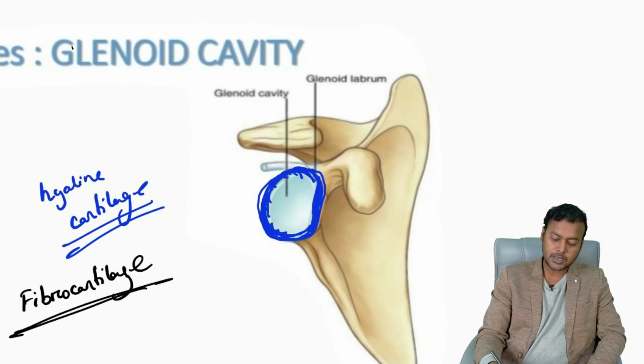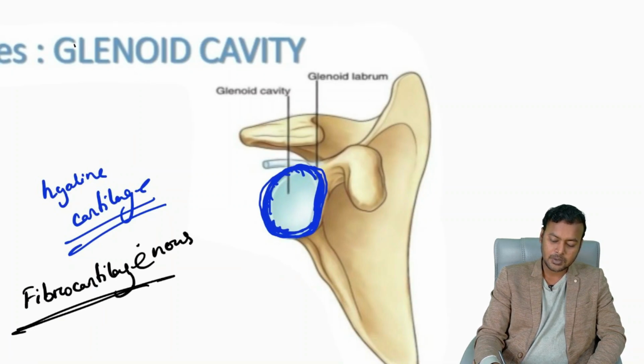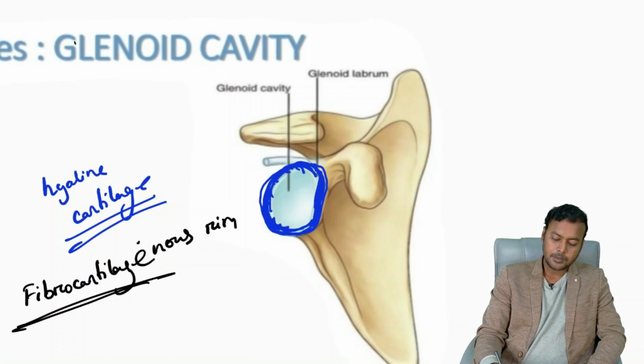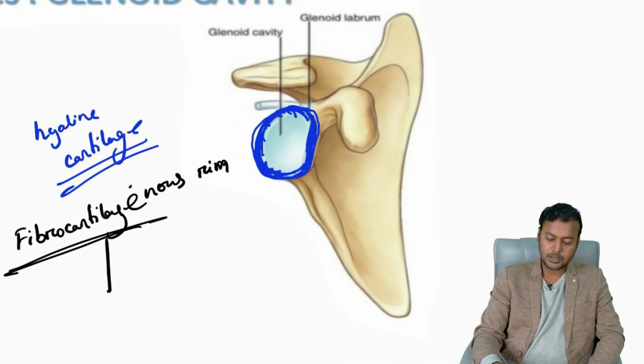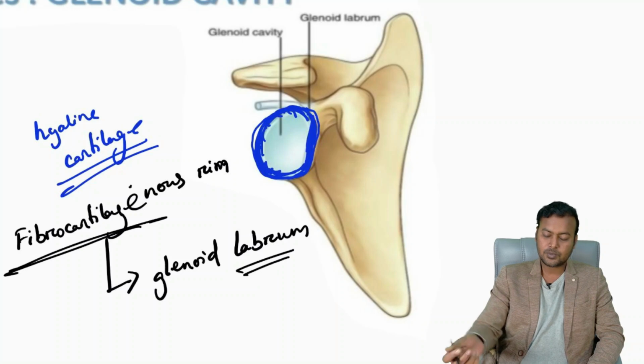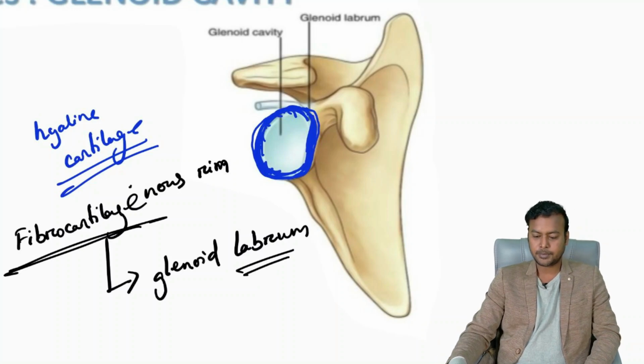This fibrocartilaginous rim present around the glenoid cavity is known as the glenoid labrum. Students, what is the function of this glenoid labrum?